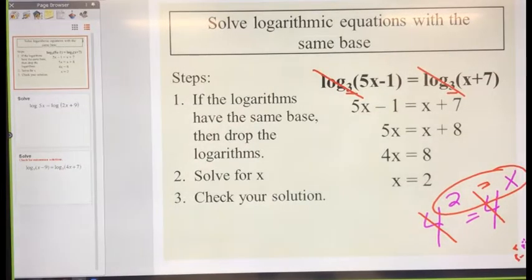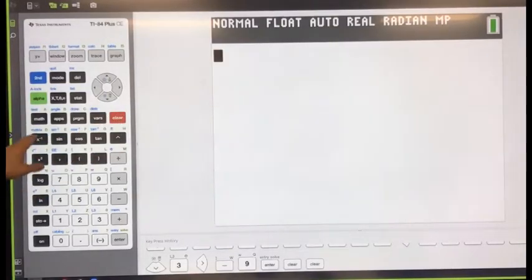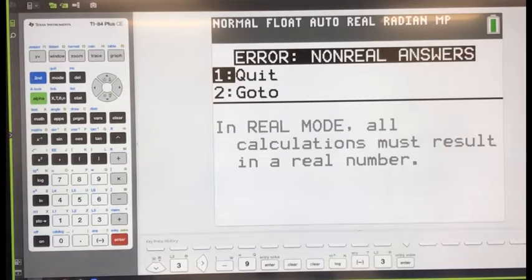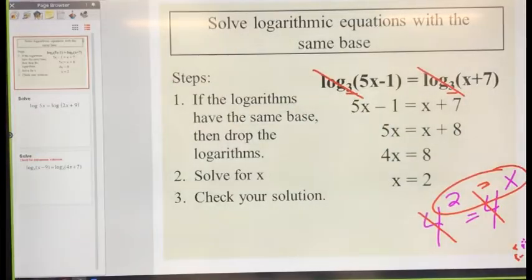Now, it's very important from here on out that we do check our work. So I get x equals 2. But as we see with logs, they are very particular. If I were to take a log and put in a negative here, it doesn't care for negative numbers too much. So we need to be careful about what our x value is, especially if we happen to get a negative number here.